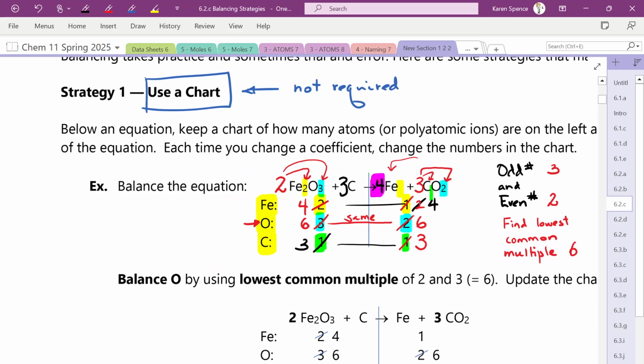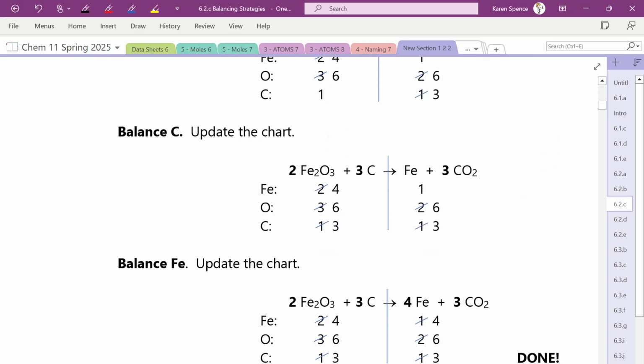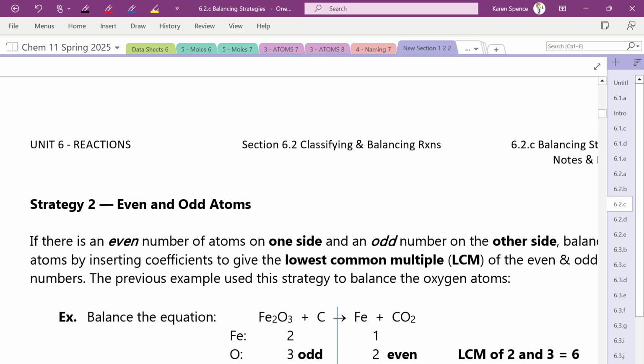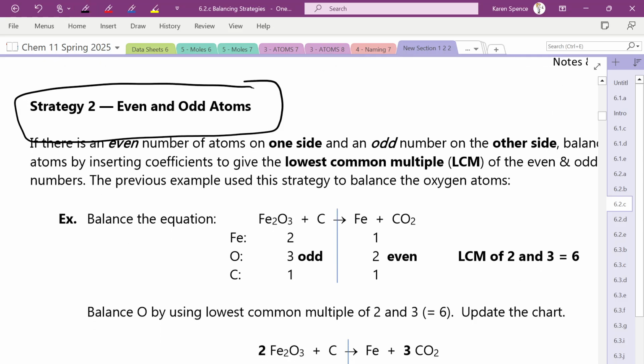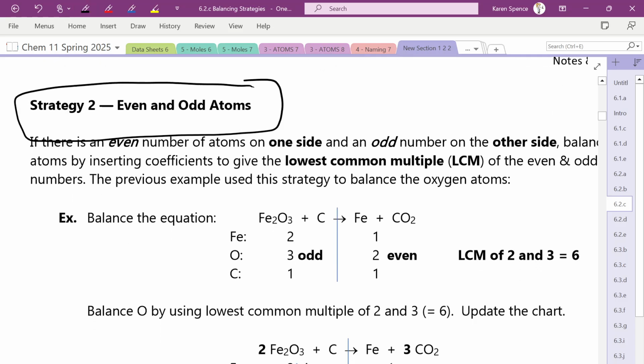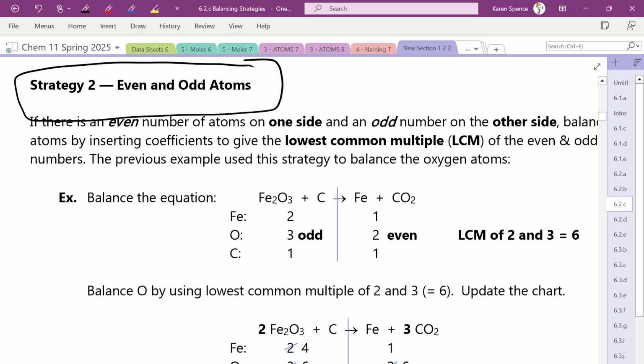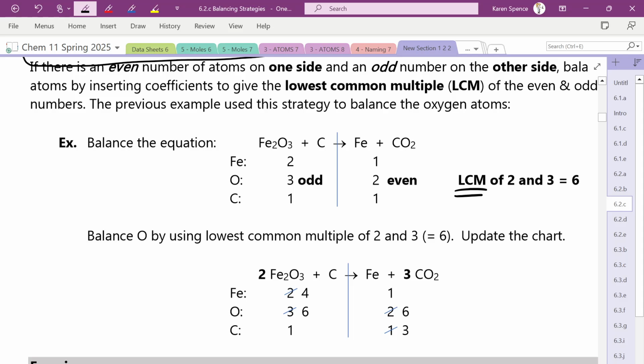So that's strategy number 1. Strategy number 2 is the even and odd atoms. This is just what we already did. I think I just put it here so you would actually have it written down somewhere. So we have the odd and the even numbers, use their LCM.